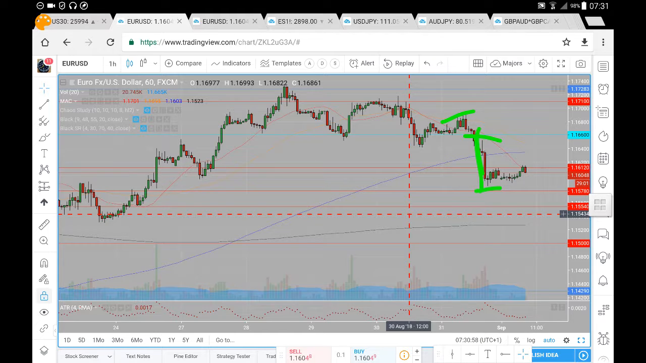We broke below the 1612, came within about, I think it's 7 to 8 pips of the 1578, had a brief pullback, tested that 1612, had another pullback, and we tested 1612 again. We do appear to be breaking away from that 1612.